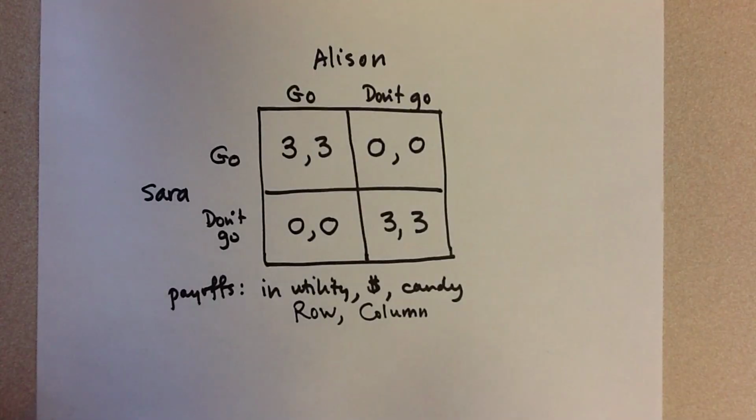So in the next video, we'll analyze this game, but right now, the object is just to make sure you understand how to read it and how to write it, how to make a game to look like this, and how to understand a game when you see a table like this. So let me know if you have questions.